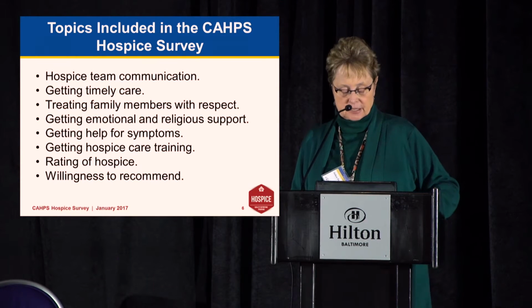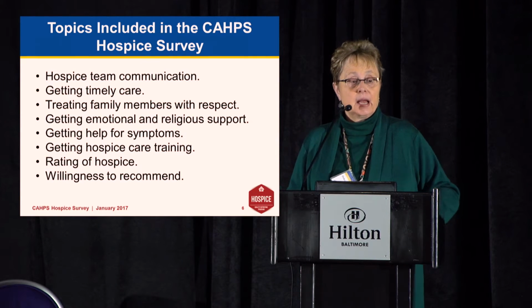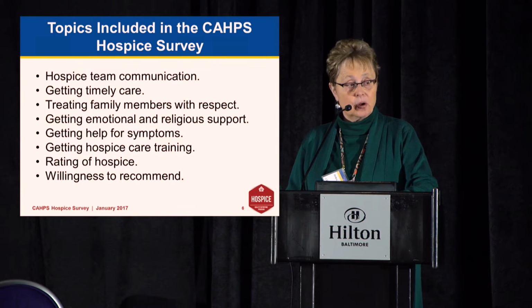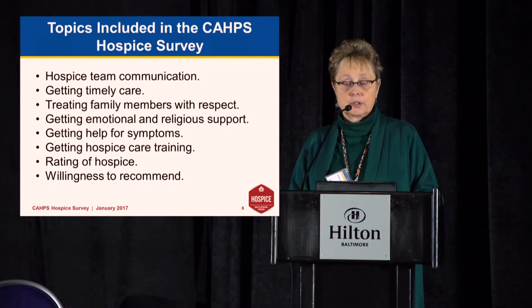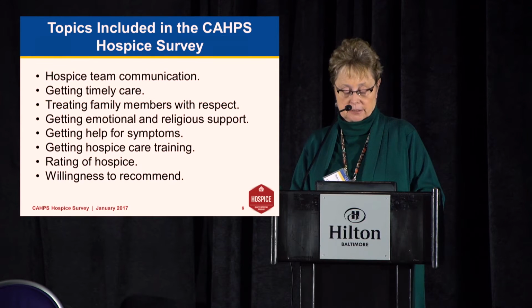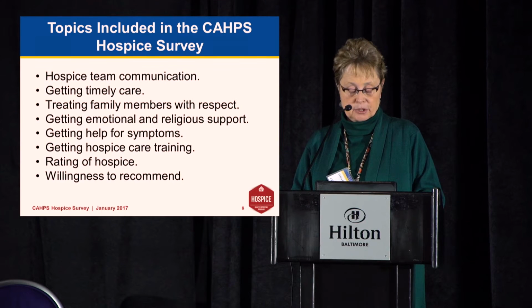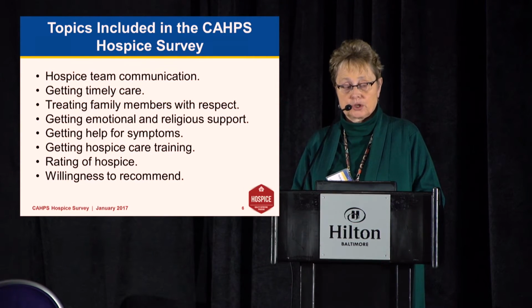Okay. This slide is called Topics on the CAHPS Hospice Survey, and indeed it does refer to topics on the survey, but it also refers to the measures that we intend to use on Medicare.gov. The first 6 of these measures are what we call composite measures, which means they are composed of many individual questions from the survey averaged together.